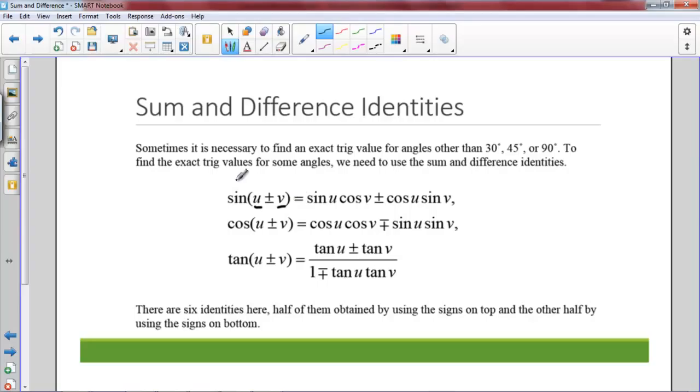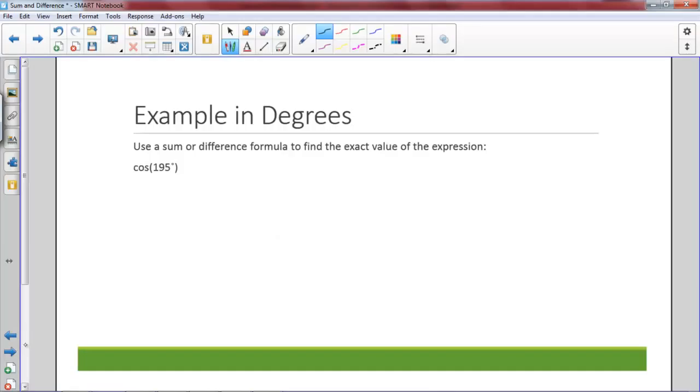Keep in mind there are 6 identities here. You have the plus and the minus of each of these sine, cosine, and tangent functions. So let's look at our first example. Here we have cosine of 195, which is clearly not on our unit circle. So we want to find two angle values that are on our unit circle and use these to calculate the cosine of 195 degrees.